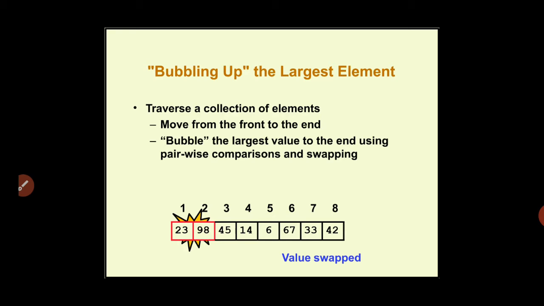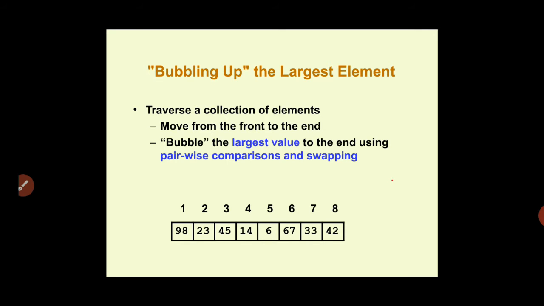Okay, so we will take the elements 98 and 23, and move from front to end. We can go from end to front or front to end; both are possible, and here we will discuss front to end. The largest value bubbles to the end using pairwise comparison and swapping. So the first two values, 98 and 23, are taken and compared. If the values need to exchange positions, then we will exchange them.